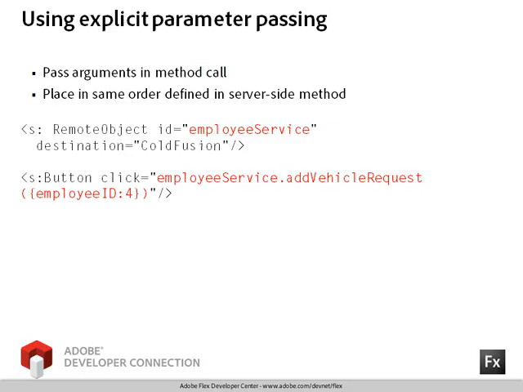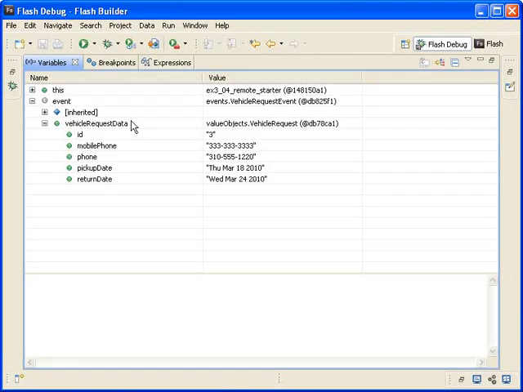When using explicit parameters, you add the arguments to the method call in the same order that they are defined in the server-side method. Note that the argument is defined as an object name-value pair. This is the way that I will send the data to the server for the company vehicle request form. I have debugged the application so that you can see the vehicle request data value object in the event object that is passed from the custom component.